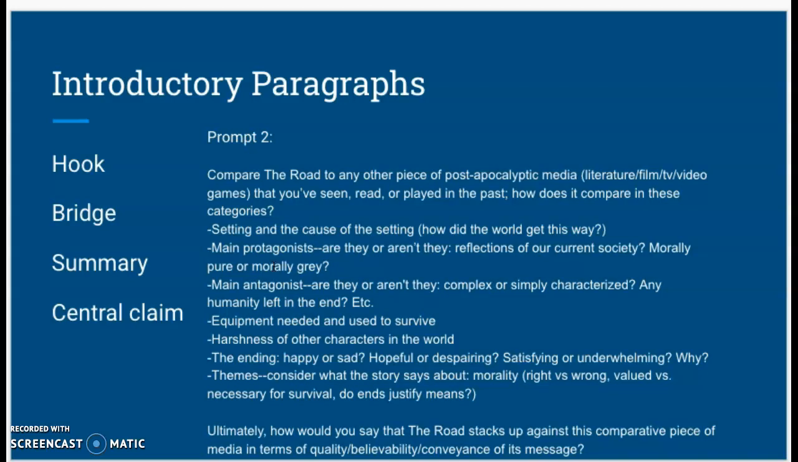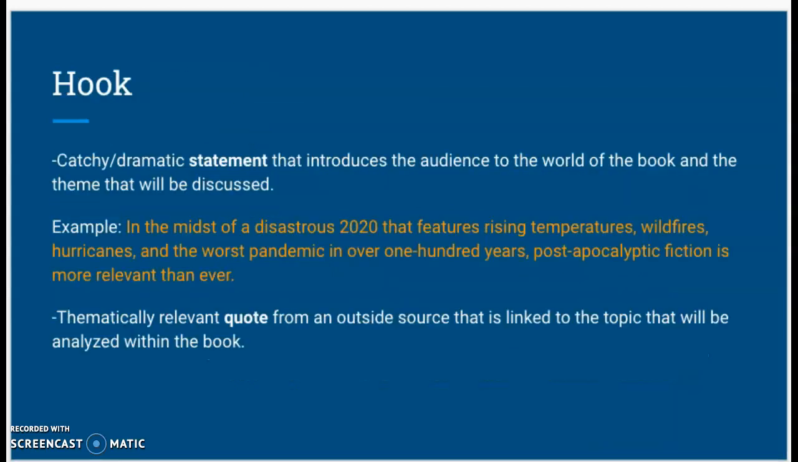So again, this second introductory paragraph is going to follow the exact same formula as the first one, which is 4 elements: hook, bridge, summary, and central claim. Again, this is a 5-sentence paragraph that follows those 4 components. So let's look again at hooks. The 2 hooks that I want you to focus on for literary analysis essays are either catchy dramatic statements that introduce the audience to the world of the book and the themes that will be discussed in this essay, or thematically relevant quotes from outside sources.